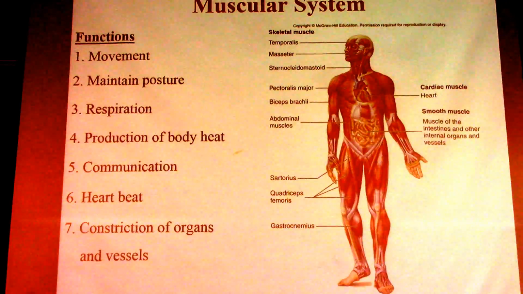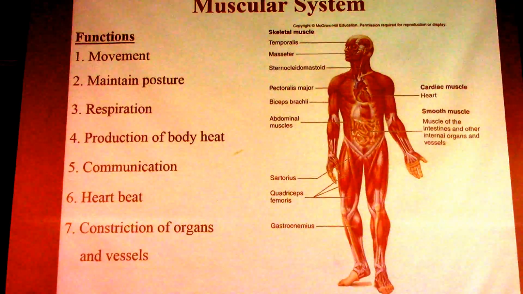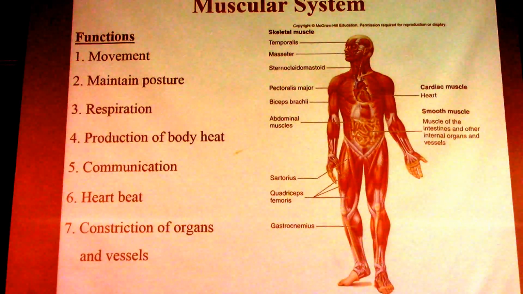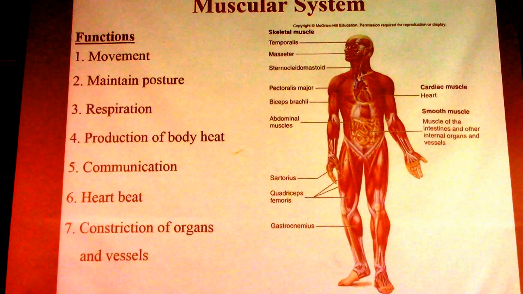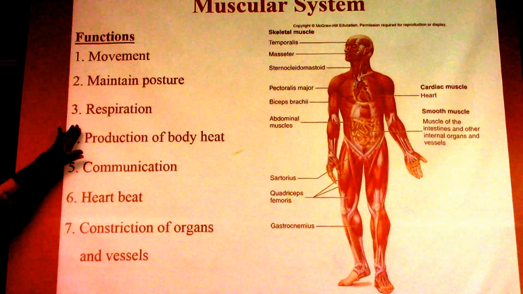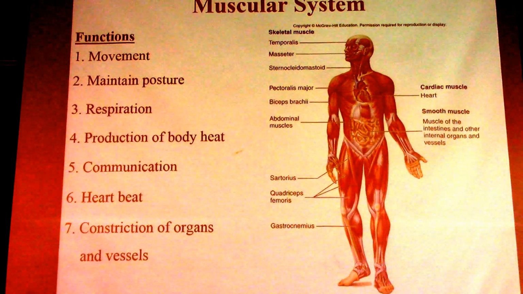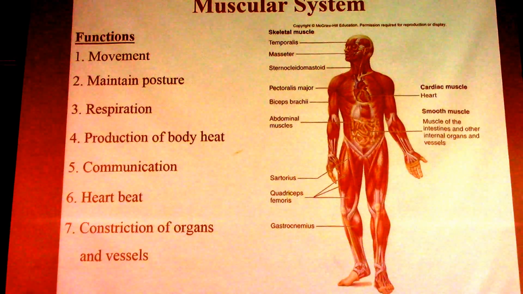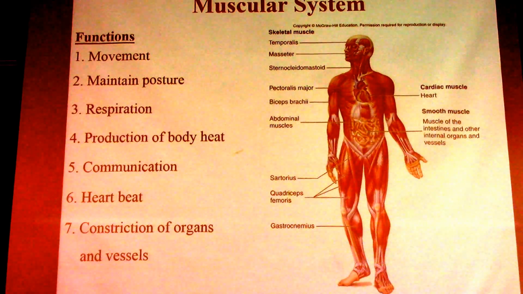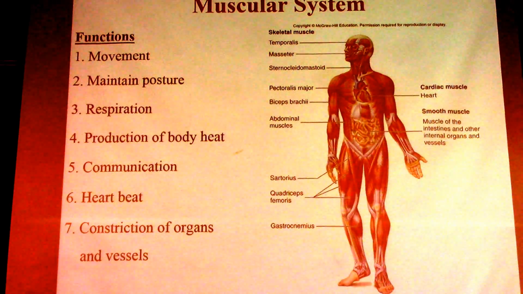We can sit because of the muscles on the back, and our legs are straight because of the muscles of our legs also. Respiration cannot take place without muscles, because these are the muscles that help us to respire. Our thoracic muscles maintain the flow of oxygen and carbon dioxide gas from our lungs. Production of body heat is a function of the muscles as well. When muscles contract, they not only make us move and do other things, they also generate heat that helps us to be at the temperature that our body is at.